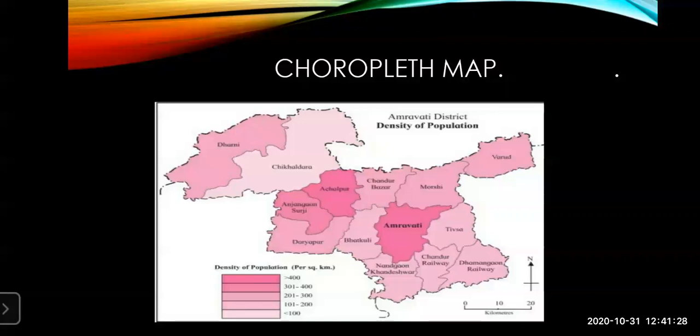The highest and the lowest values of data are taken into consideration, and after that 5 to 7 classes are made. Each class is assigned a tint of the same color. That is, shades of the same color are used over here. From darker to lighter shade, the darker shade will represent the highest value, and the lighter shade will represent the lowest value. Even black and white patterns are used to show the variables in the choropleth map.